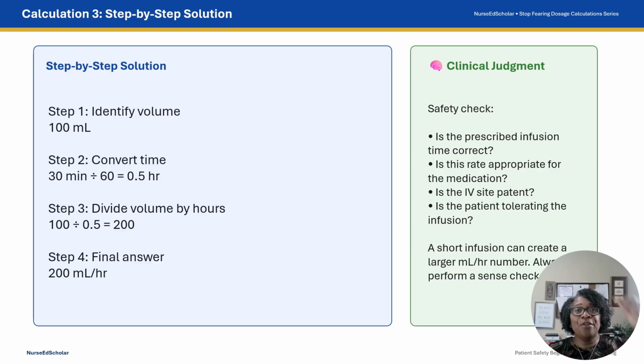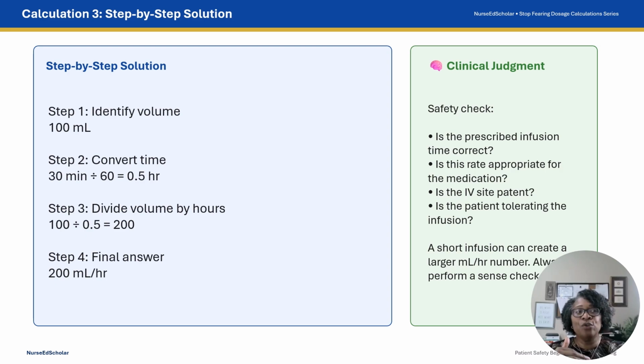Okay. So 30 in the numerator divided by 60 in the denominator will give you 0.5 hours. So when you set up the calculation, you have 100 milliliters in the numerator divided by 0.5 hours in the denominator. You solve it, it's going to be 100 divided by 0.5, which gives you 200. Okay? And so the final answer is 200 milliliters an hour. I want you to understand why this makes sense. Sometimes a short infusion can create a larger milliliters an hour number.